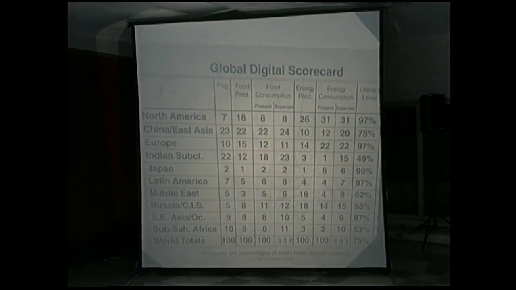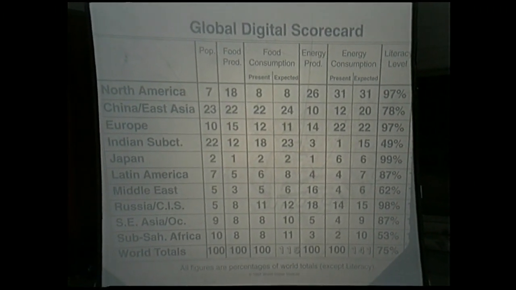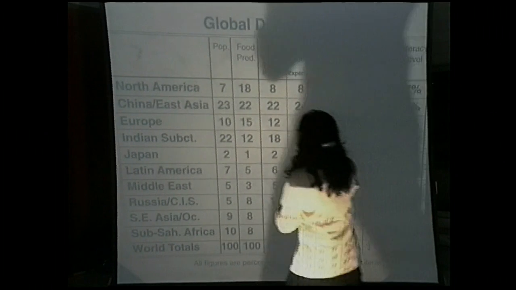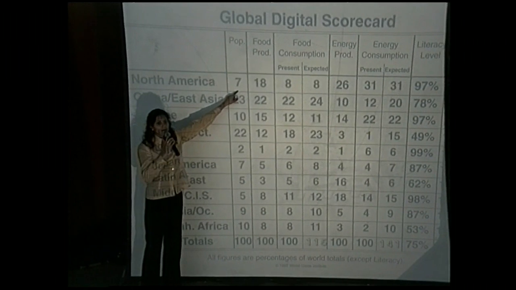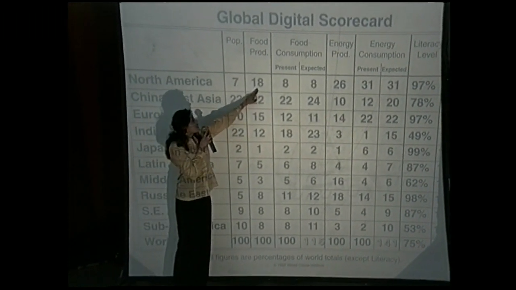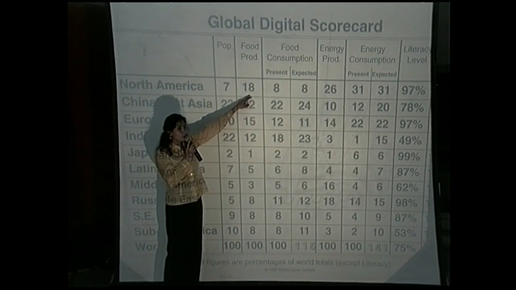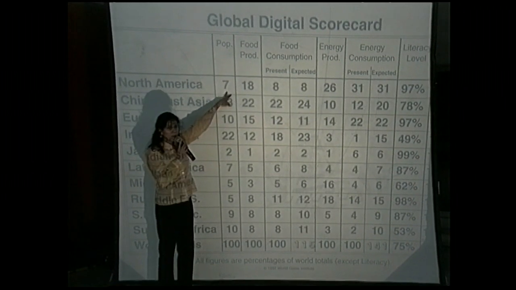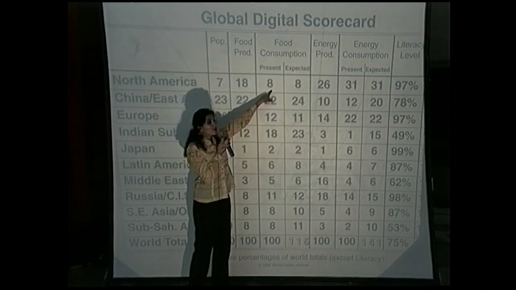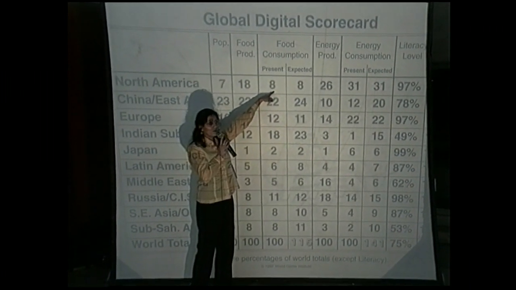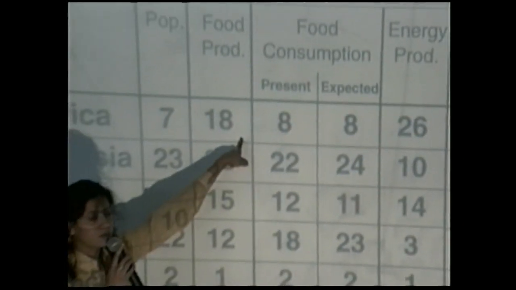If you open up your folders and look at this pink sheet called the Global Digital Scorecard, you'll see that North America has 7% of the world's population. And they're currently producing, in their region, 18% of the world's total food production for 7% of the world's population. Of this food production, they're currently consuming 8%. So at the end of the game, they don't need any more food. They have an excess of 10 pieces of food.